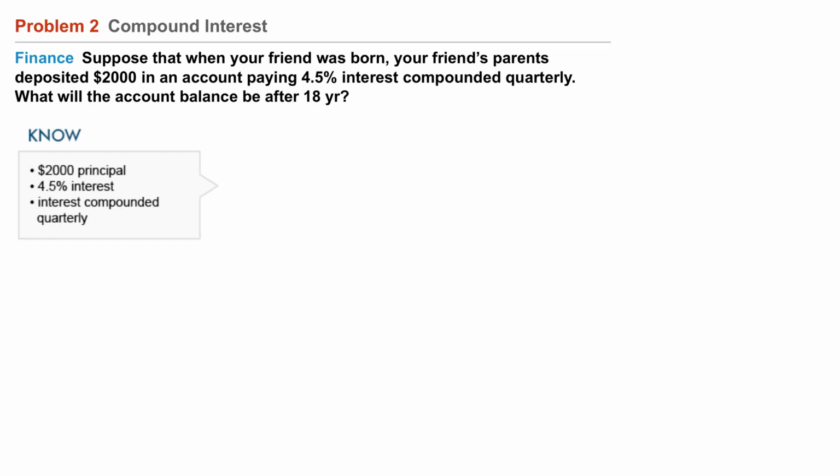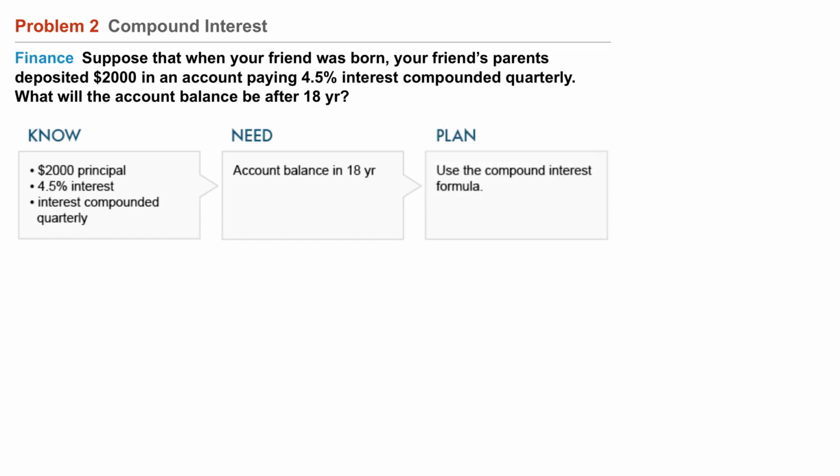Consider what you know. You know a $2,000 principal in the account. You know 4.5% interest rate. And you know that the interest is compounded quarterly. Consider what you need. You need the account balance in 18 years. So make a plan. Use the compound interest formula.